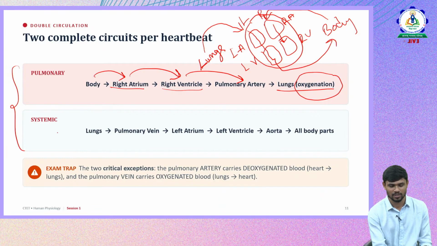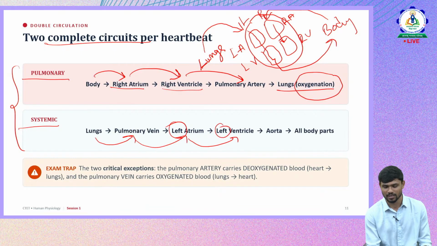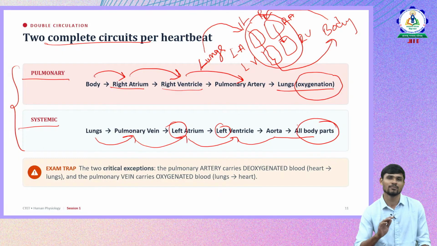There are two circuits, the pulmonary circuit and the systemic circuit. So from the lungs, it will go through the pulmonary vein to the left atrium. Left means oxygenated blood, then the left ventricle, again left, then from the aorta it will go to all the body parts. If the blood is going from the heart to all the body parts, what kind of blood will it be? It is oxygenated blood. So please remember this.